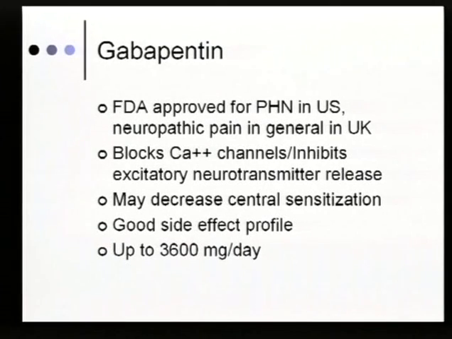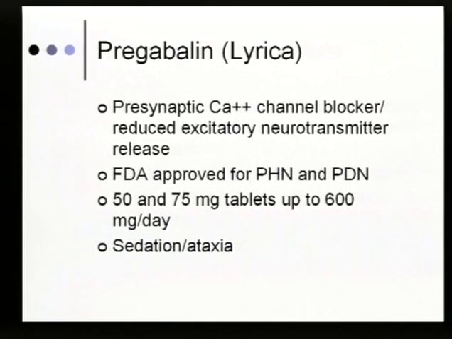Another group of drugs, anti-epileptic drugs. Gabapentin or Neurontin is FDA approved for post-herpetic neuralgia or zoster in the U.S., neuropathic pain in general in the United Kingdom. It blocks these sodium channels. It may decrease the process of sensitization, with lowered thresholds for pain, and it's a great side effect profile for most people. I just talked to somebody out in the hall who said they couldn't handle 1,800. Some people can't handle 900 a day, but some people can work this up to 5,000 a day. People have a great variation in what they can handle.